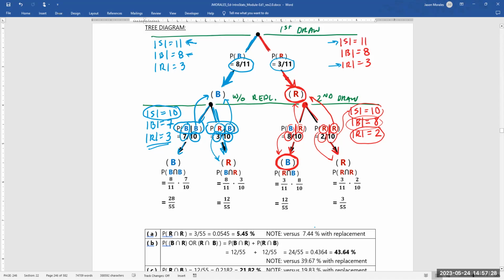So the first one, we'll look at the probability of getting 2 blues. So if we look at the probability of getting 2 blues, it'd be blue on the first draw and blue on the second draw. And so the probability of getting blue on the first draw was 8 out of 11. And the probability of getting blue on the second draw was 7 out of 10. And so 8 over 11 times 7 over 10 gives you 28 out of 55.